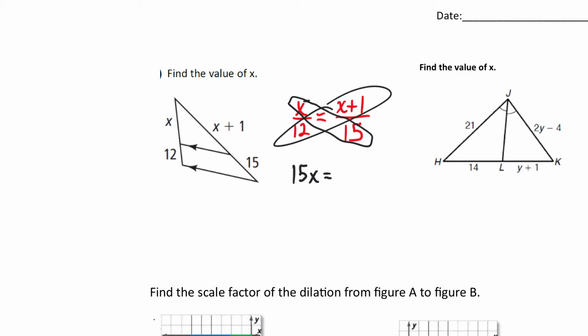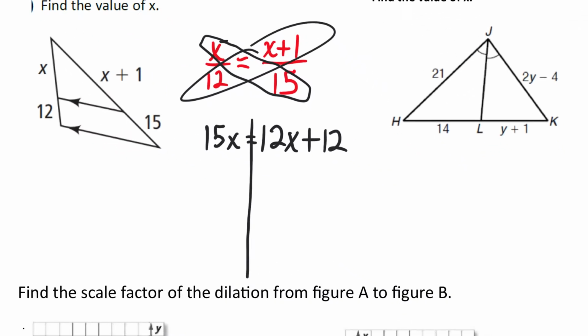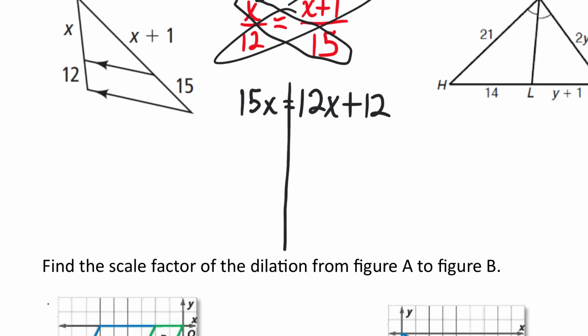Now here, down here there's just one number, but up here there's two different pieces. There's an x and a 1. So we've got to multiply 12 times both pieces. So what's 12 times x? 12x. Okay, and then I've got to multiply 12 times 1 also. What is that? 12. All right. So that's what we get. And now we're going to solve for x.